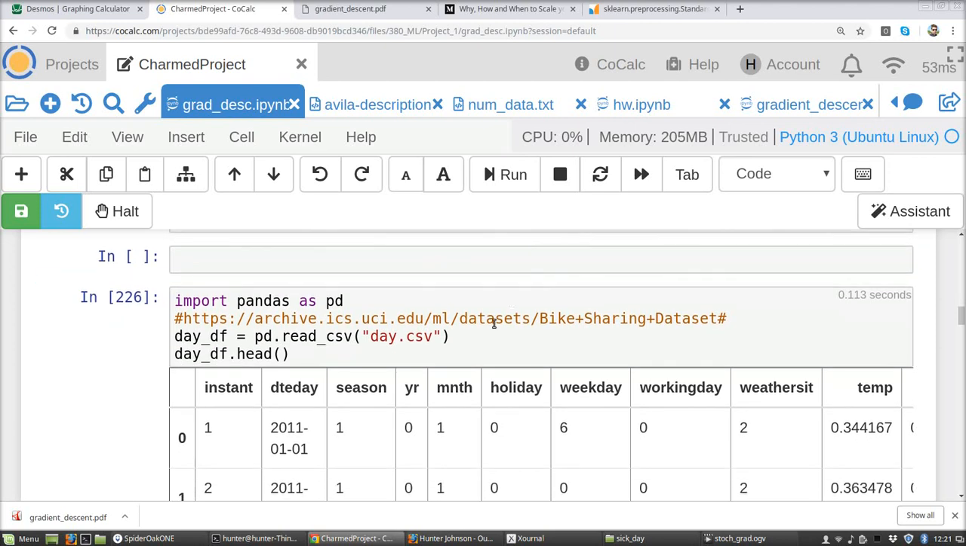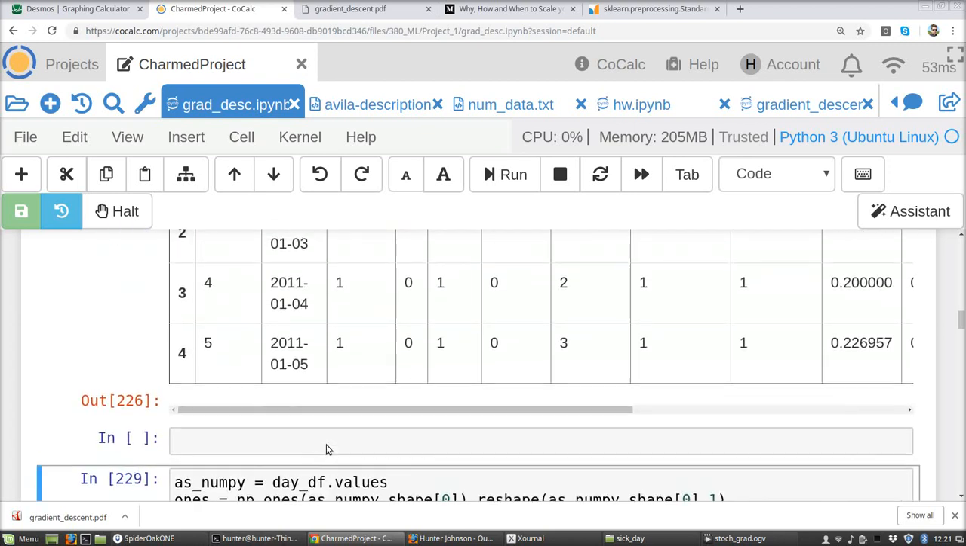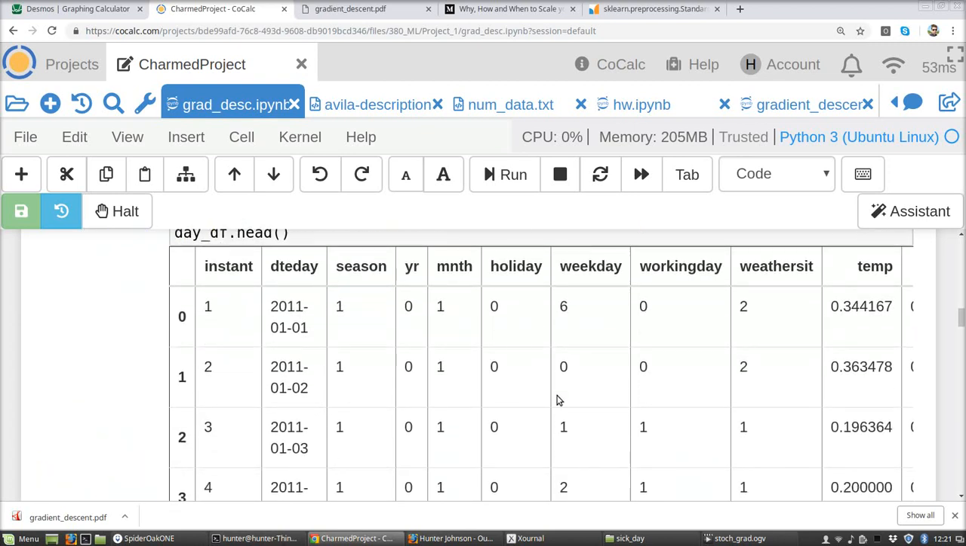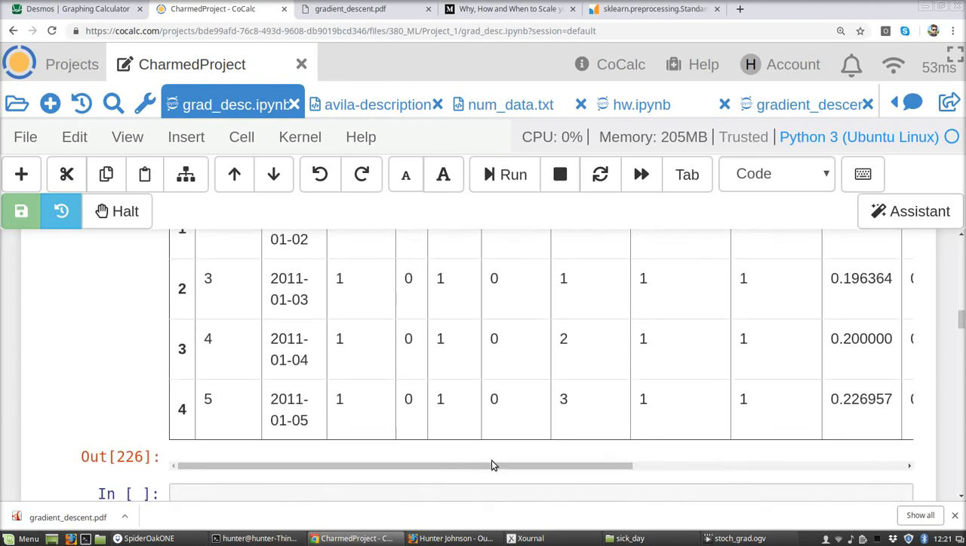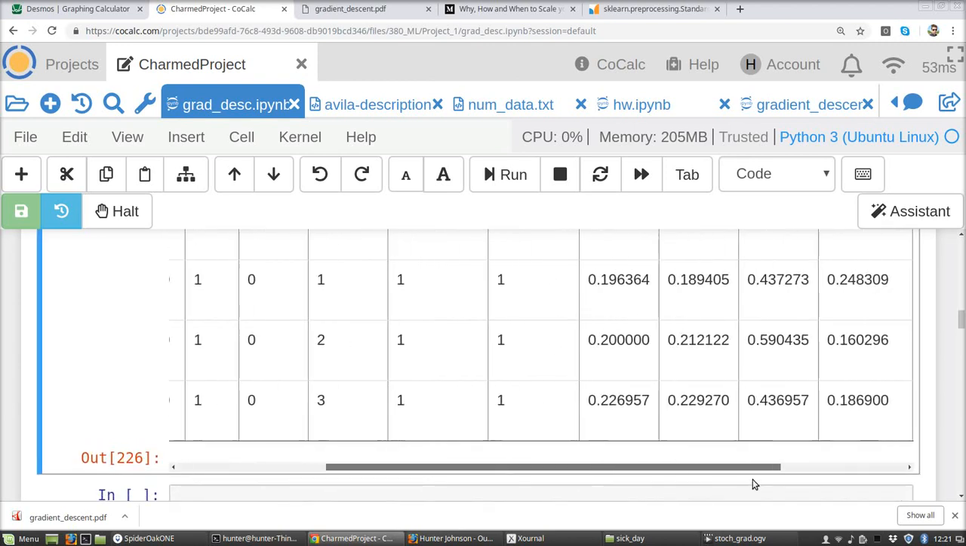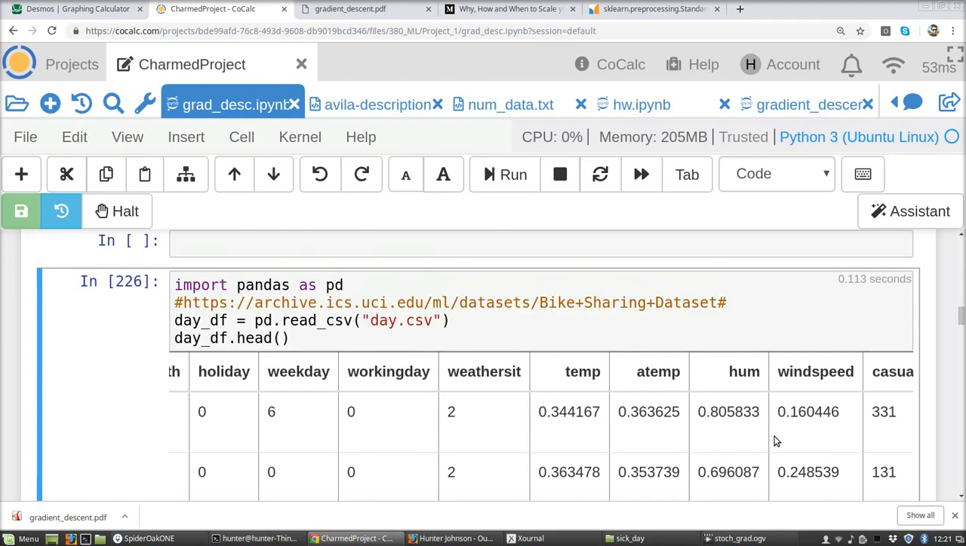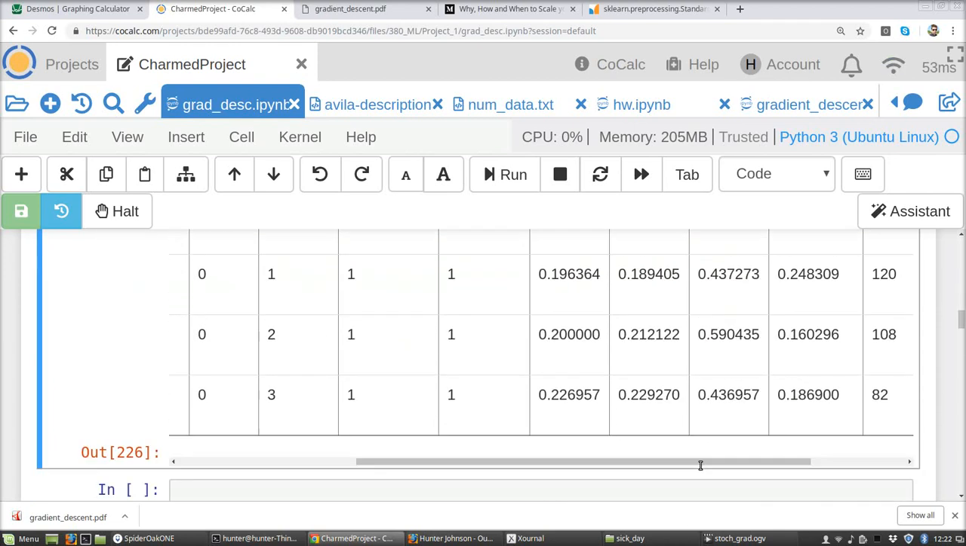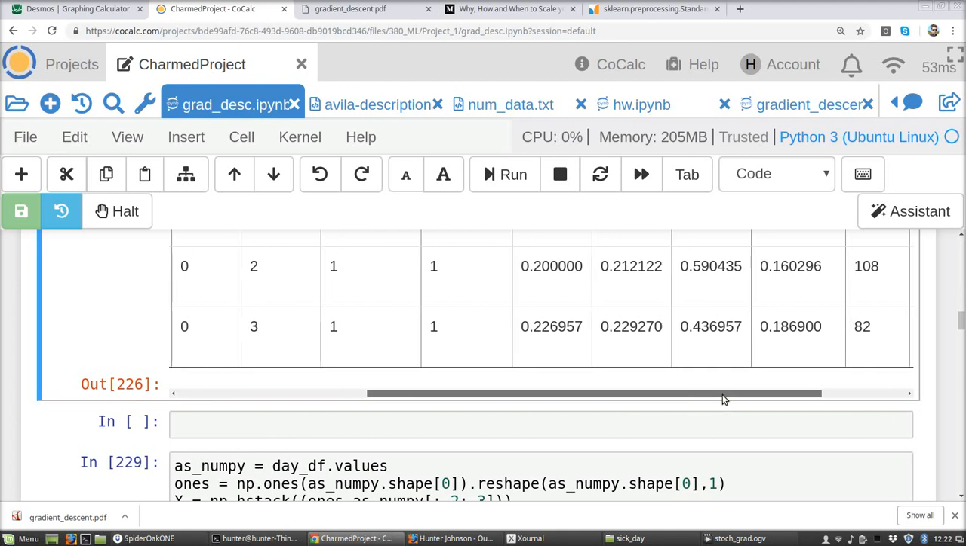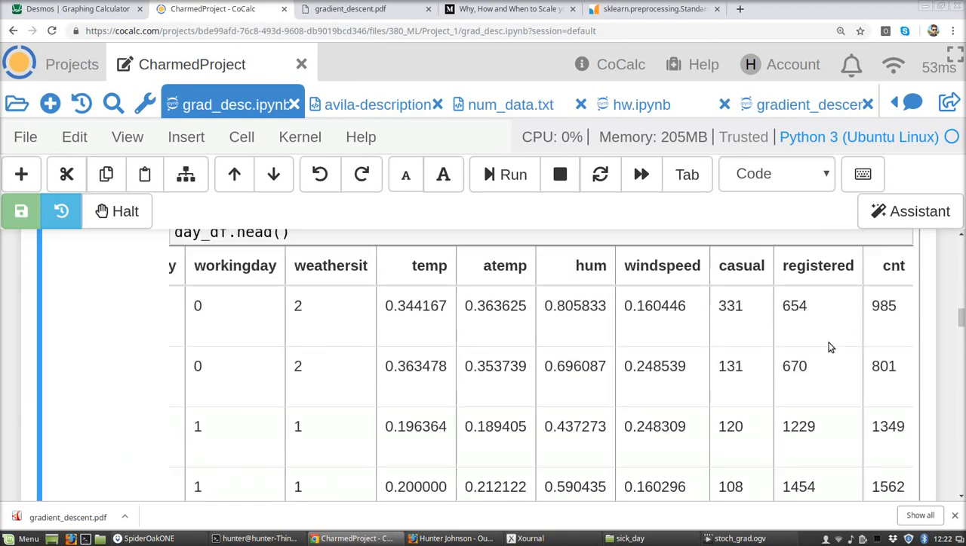So here I'm loading something called the bike sharing data set. You can download it here if you want to. This has to do with City Bike in New York City. And the idea is you get this information about the temperature and the weather and whether or not it's a holiday or a work day and some other information, the air temperature, the humidity, the wind speed. And then the thing that you're supposed to predict is how many people used City Bike on that day.